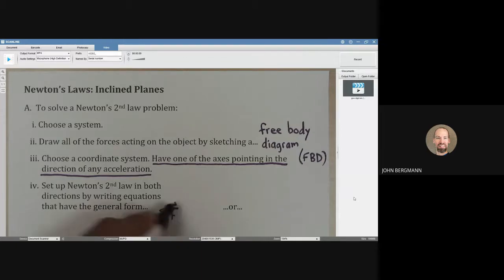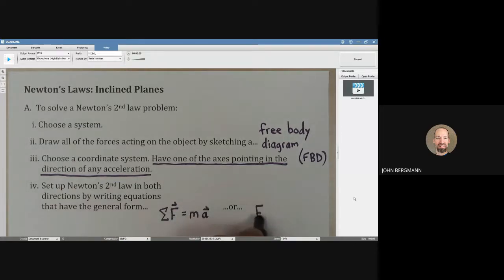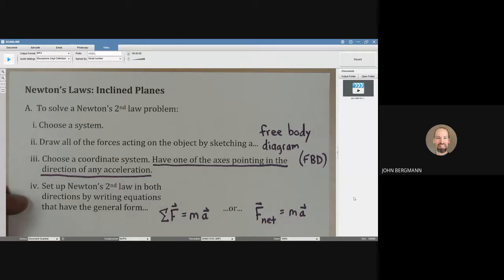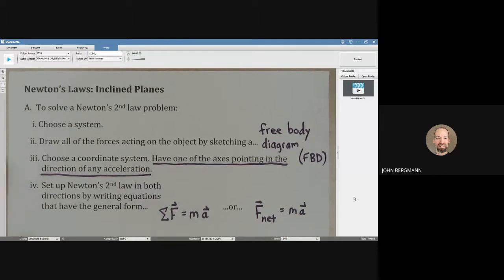We could say the sum of the forces is equal to the mass times the acceleration. That's one way to say it. You could say F net is equal to the mass times the acceleration. Some teachers prefer to write it in terms of acceleration: acceleration equals the sum of the forces divided by the mass, or the acceleration equals the net force divided by the mass, and that's fine. But for me, it's simpler without any denominators. So that's why I like to write it that way.